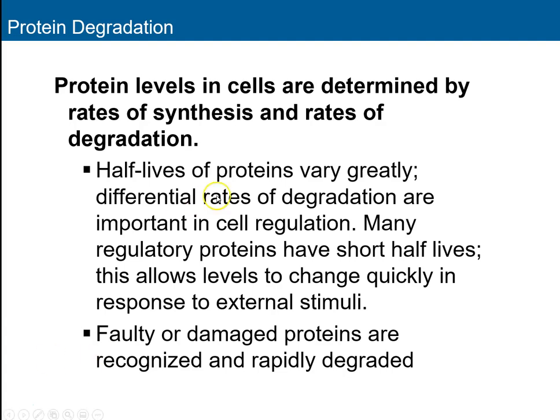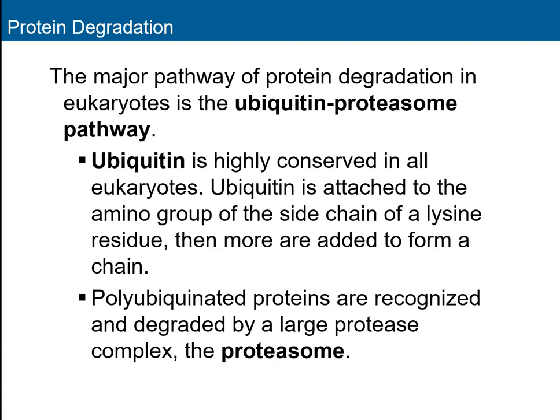Many regulatory proteins have shorter half-lives because they need to be degraded quickly and then allow the cell to respond to what's now happening in the environment. Faulty or damaged proteins will be recognized and degraded on purpose. The major pathway to do this is called the ubiquitin proteasome pathway, and you'll see that under protein degradation in your review sheet.